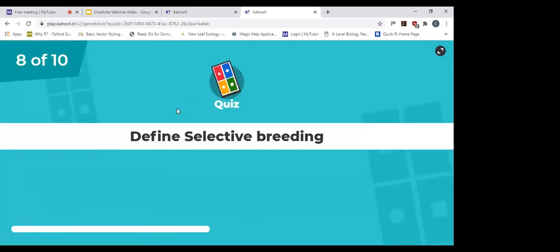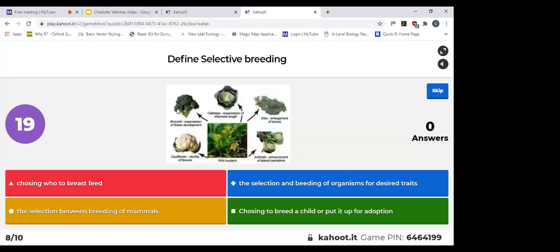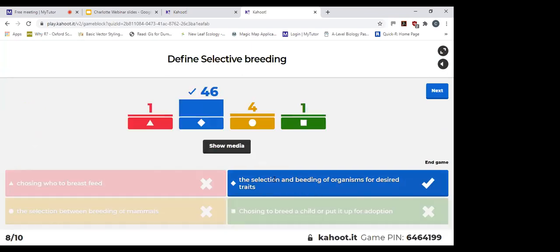Question 8 of 10. Define selective breeding. Choosing who to breastfeed, the selection between breeding of mammals, the selection and breeding of organisms for desired traits, choosing to breed a child or put it up for adoption. Excuse the spelling mistake there, that should be breeding in the blue option there. Good. Well done, everyone. The selection and breeding of organisms for desired traits.